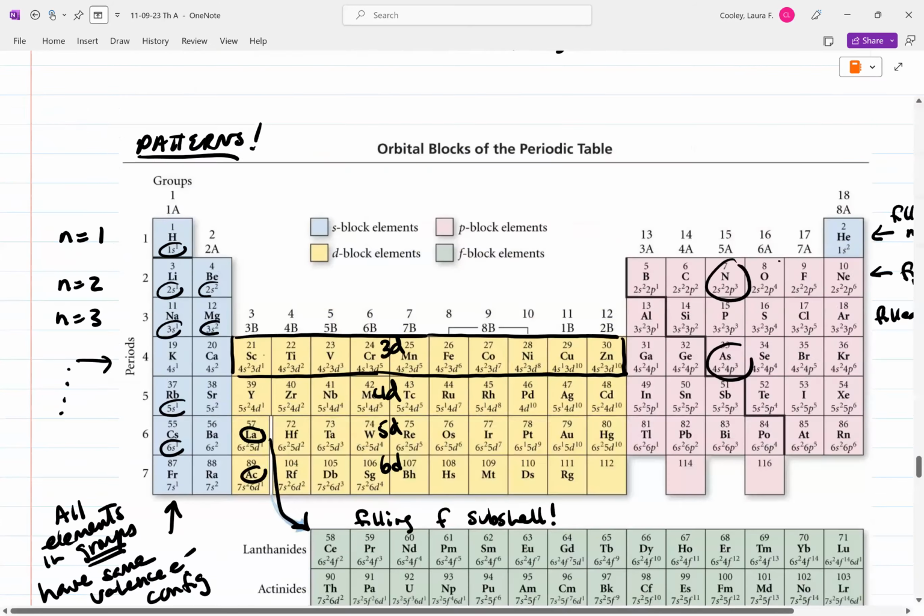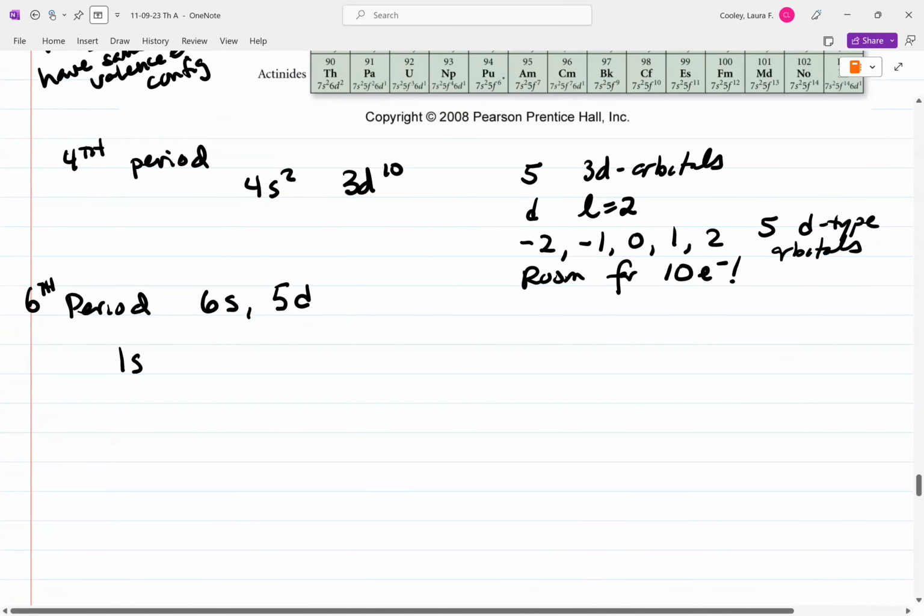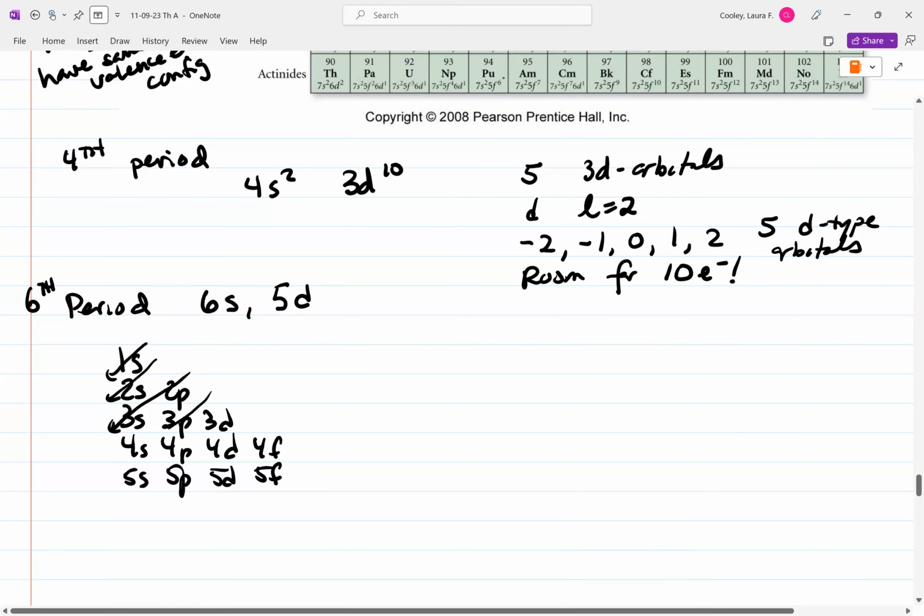So if we go back, let me show you this again. 1s, 2s, 2p, 3s, 3p, 3d, 4s, 4p, d. So 1s, 2s, 2p, 3s, 3p, 4s, 3d, 4p, 5s, after 6s. You don't have to copy this, but I just want to show you this.